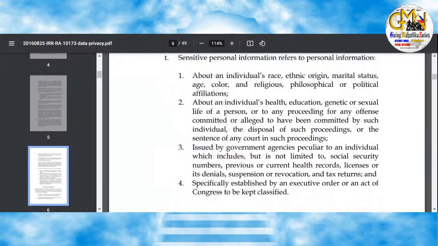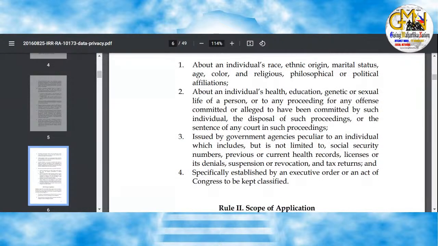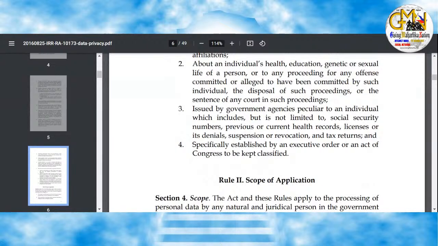Second, about an individual's health, education, genetic, or sexual life of a person, or to any proceeding for any offense committed or alleged to have been committed by such individual, the disposal of such proceedings, or the sentence of any court in such proceedings. Third, issued by government agencies peculiar to an individual, which includes but is not limited to social security numbers, previous or current health records, licenses or its denials, suspension or revocation, and tax returns. And fourth, specifically established by an executive order or an act of Congress to be kept classified.